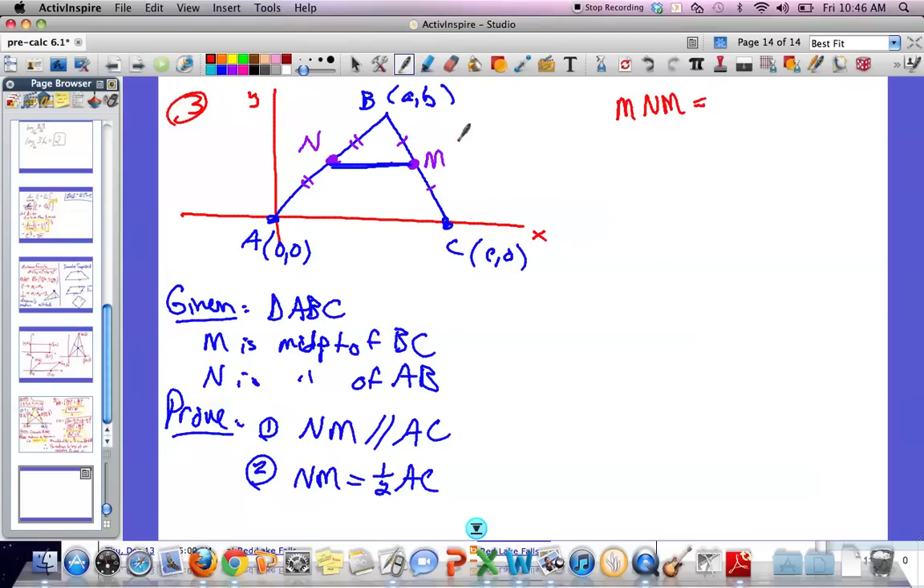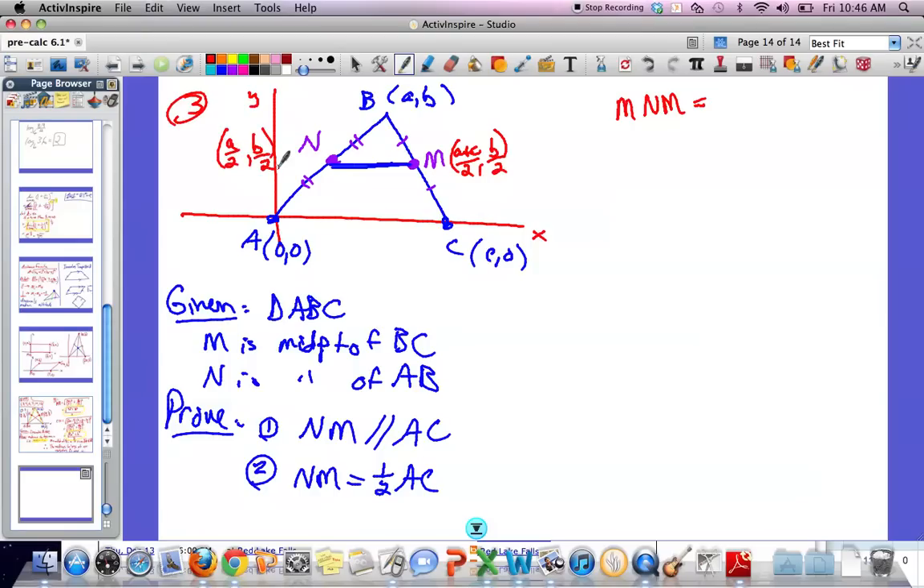We didn't label these points, my bad. Let's label these points. I just put them on here. Let's label them. What is the ordered pair for M? How do you do it? You add your x's and divide by 2. A plus C divided by 2, B divided by 2. Over here, A over 2 and B over 2.